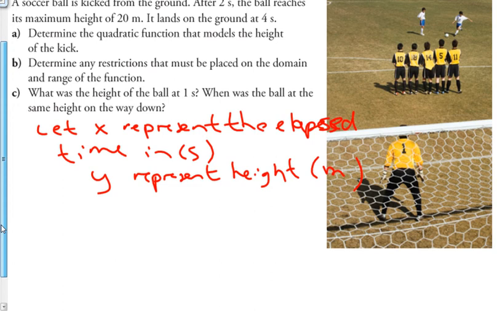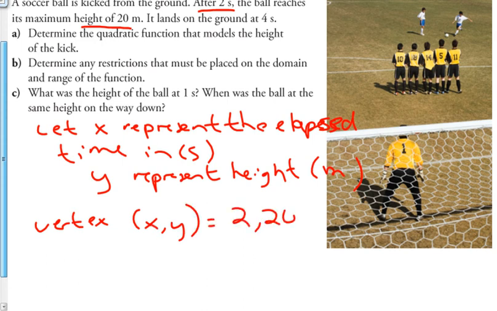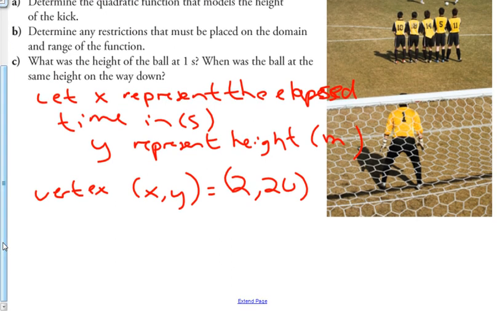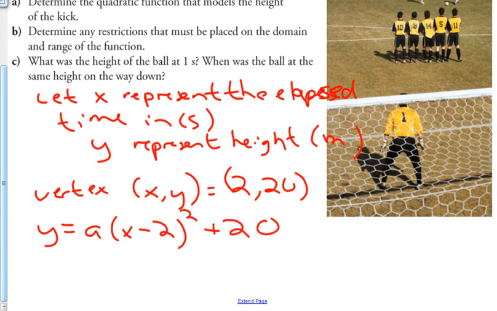So the maximum height is 20 meters after 2 seconds. So my vertex then, of x comma y, is going to be 2 comma 20. That's the point of my vertex. Then I can start out by writing this in my vertex form. So y is equal to a times x minus 2 squared plus 20. So I've substituted my known values. I've substituted my h and I've substituted my k.